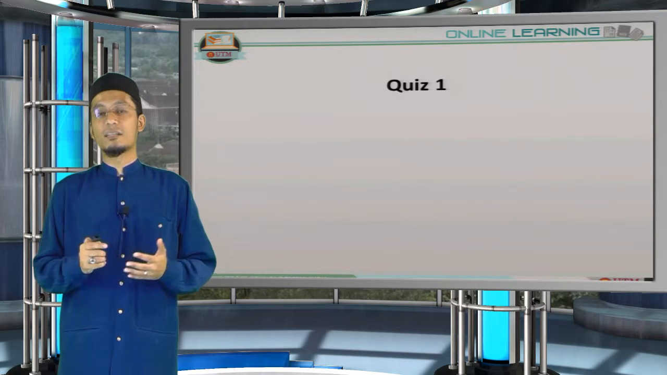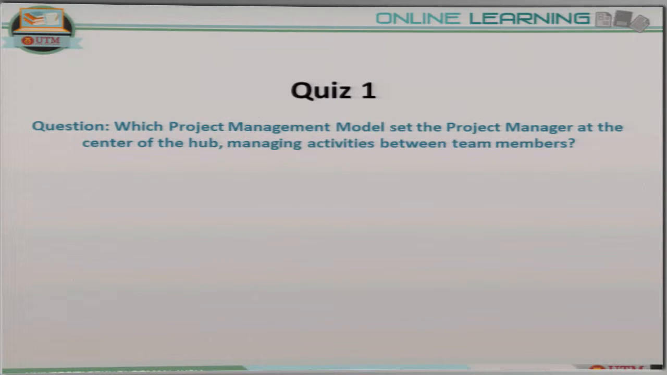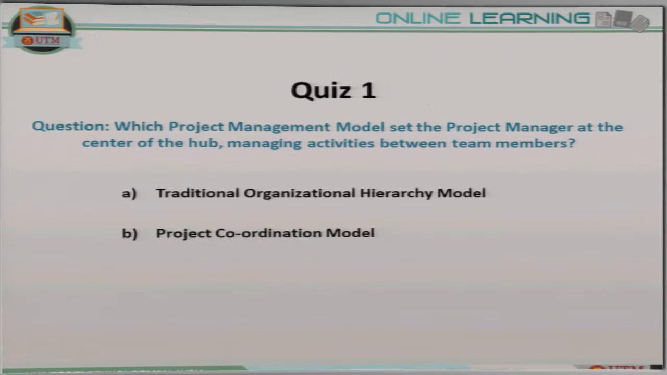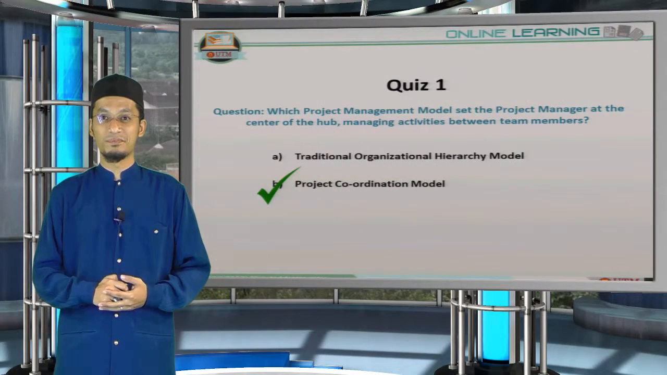Okay, let's take some time to look at quiz number 1. The question: which project management model sets the project manager at the center of the hub, managing activities between team members? Is it the traditional organizational hierarchy model, or is it the project coordination model? Take a few seconds to think about this. Exactly. The answer is B, project coordination model.